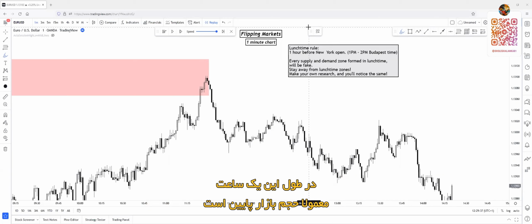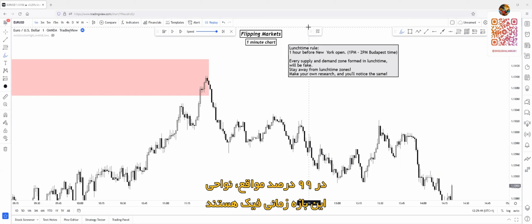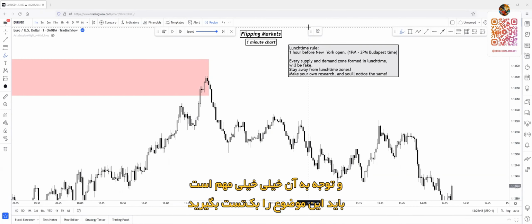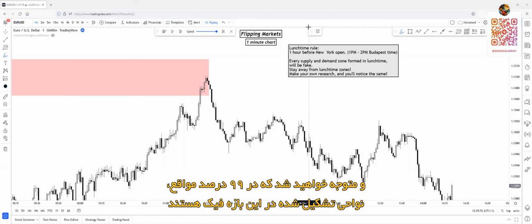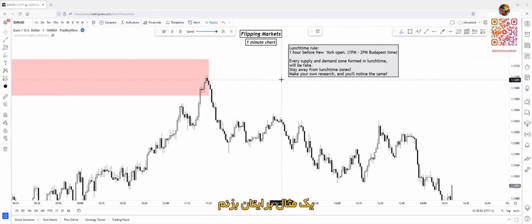In this 1 hour, the volume is usually lower, and price creates fake supply and demand zones. 99% of the time, these zones will be fake in this 1 hour time window. So this is really, really important. You will have to backtest this, and you will notice that not every, but 99% of the zones will be fake in this 1 hour time window. But you can actually use these fake zones to your advantage as liquidity. Okay, let me show you an example.